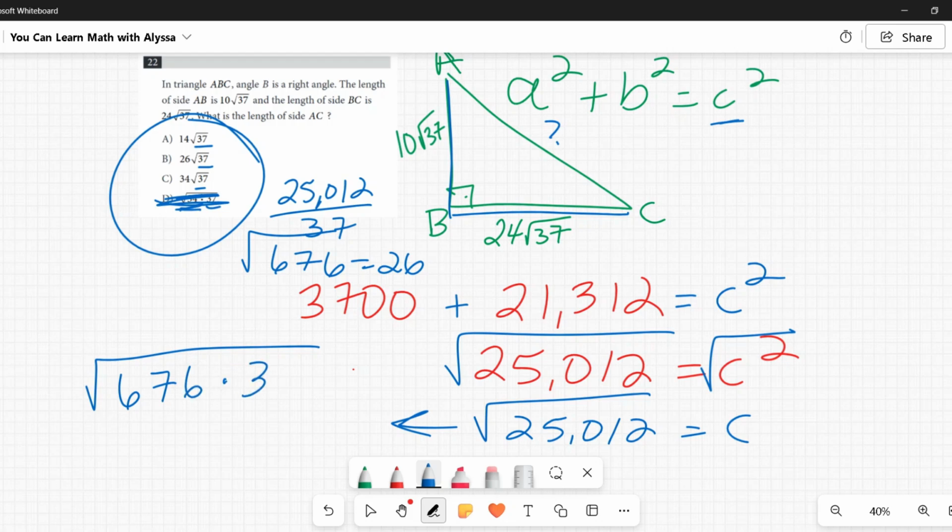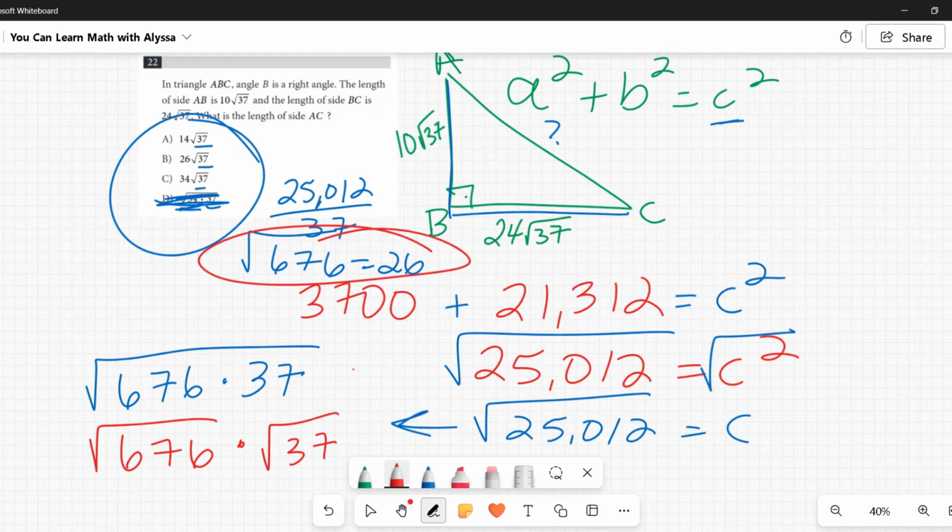the square root of 676 times 37. And when we have square roots like this, with two numbers being multiplied together under the square root, we can split them up. So you can say it's equal to the square root of 676 times the square root of 37. And we've just learned that the square root of 676 is 26. So 26 times the square root of 37, and you don't really have to have that little dot.